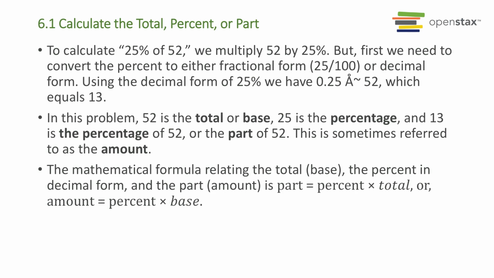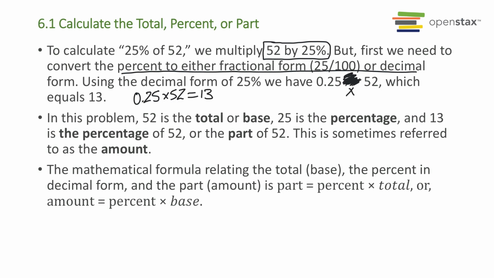All right, so let's look at how to calculate total percent or part. To calculate 25% of 52, we multiply 52 by 25%. But again, we need to first convert percent to either its fractional form or to its decimal form. So there's some conversion issues there. So we have 0.25, that's 25% converted, times 52, and that equals 13. So 0.25 times 52 equals 13. So that means that 25% of 52 is 13. Not percent, just 13. All right.